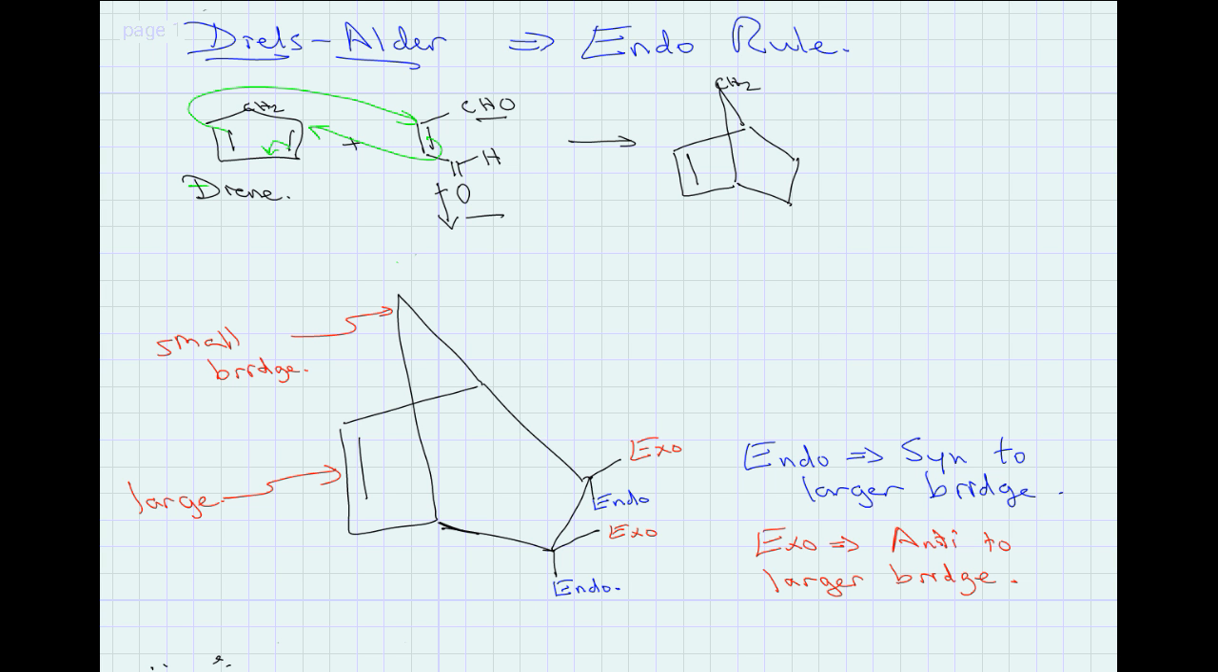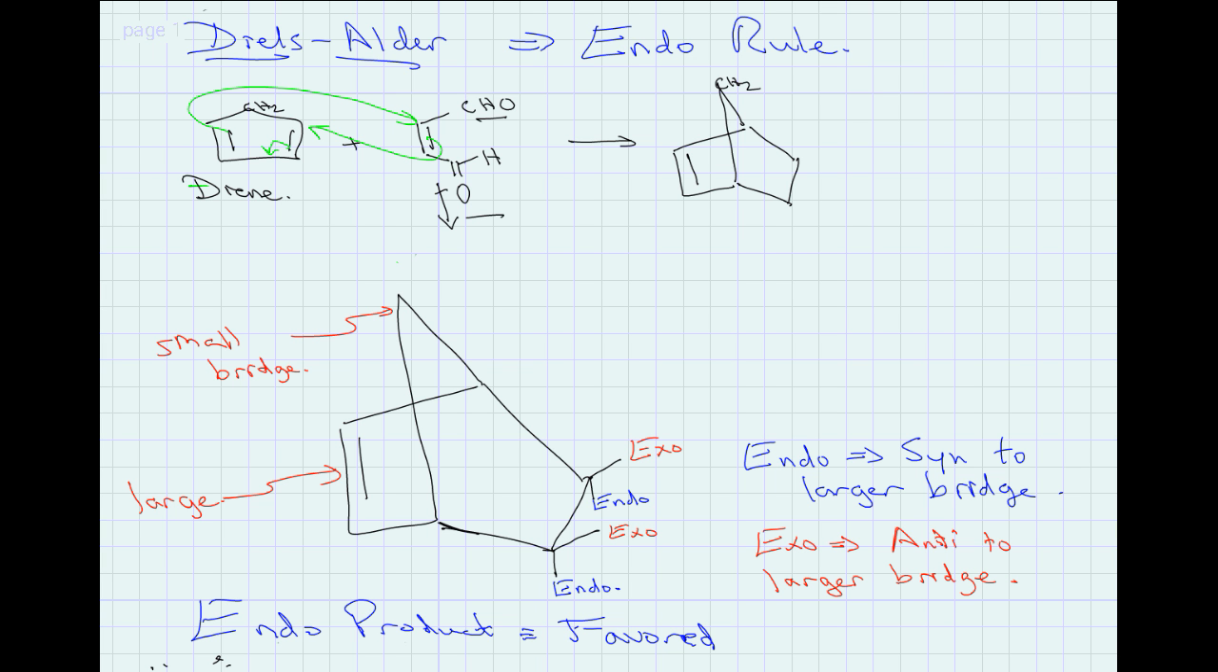So we almost always observe the endo product when we do a Diels-Alder reaction. So the endo products are favored. And this is actually called the Endo rule. If you look in some textbooks, they call that the Endo rule.